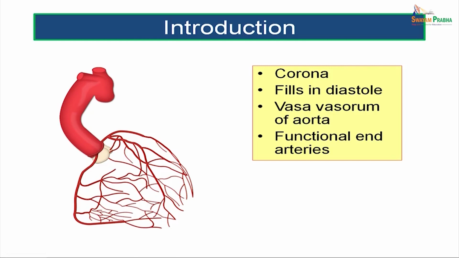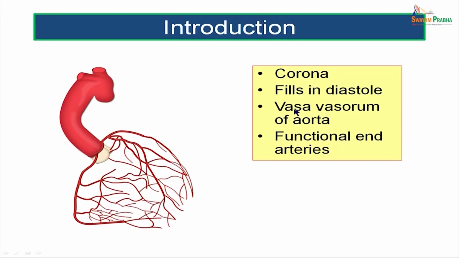The unique feature of this artery is it fills up in diastole. No other vessel in the body gets filled during diastole of the cardiac cycle except for the coronary artery, and this is a uniqueness of the coronary artery.